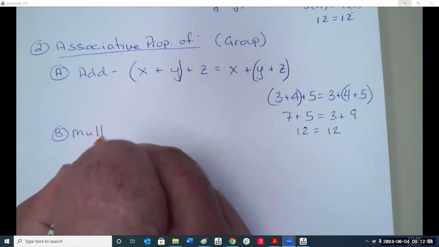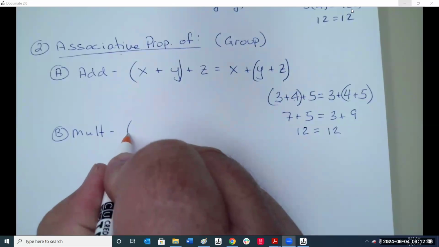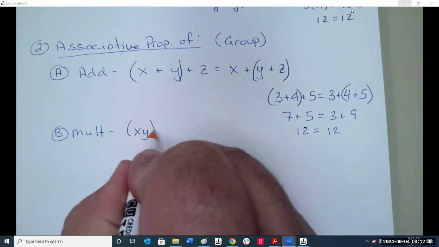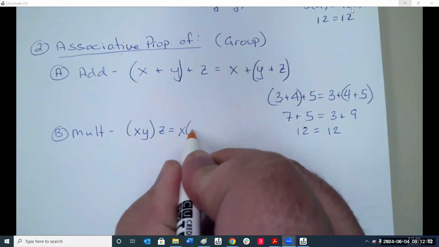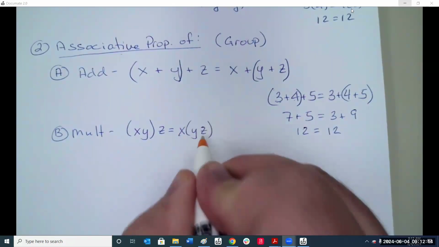For the multiplication part, X times Y times Z is equal to X times Y times Z.